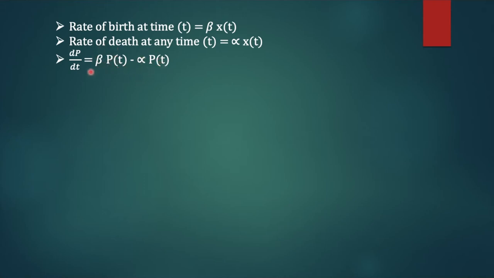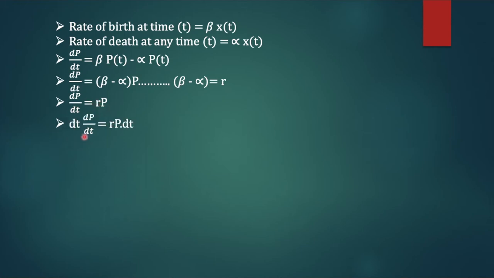That is the change in population, or population growth rate. P is common here, the population at time t. So (beta minus alpha) times P. Now beta minus alpha is the growth rate: birth rate minus death rate is the growth rate. So if we rewrite this equation, then dP/dt equals rP, where r is the growth rate at time t.